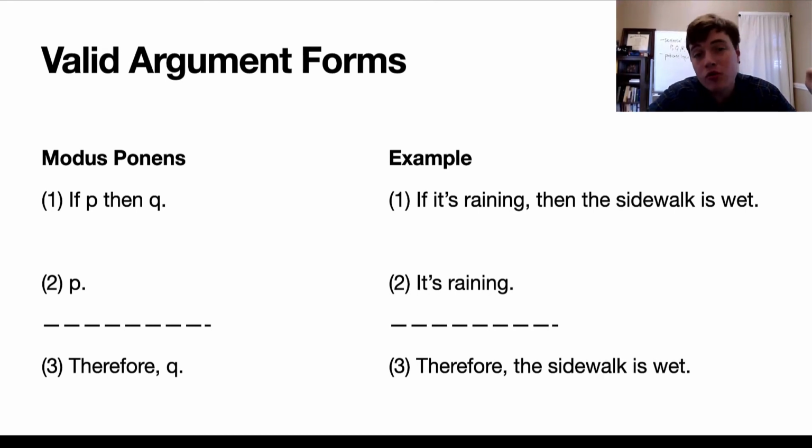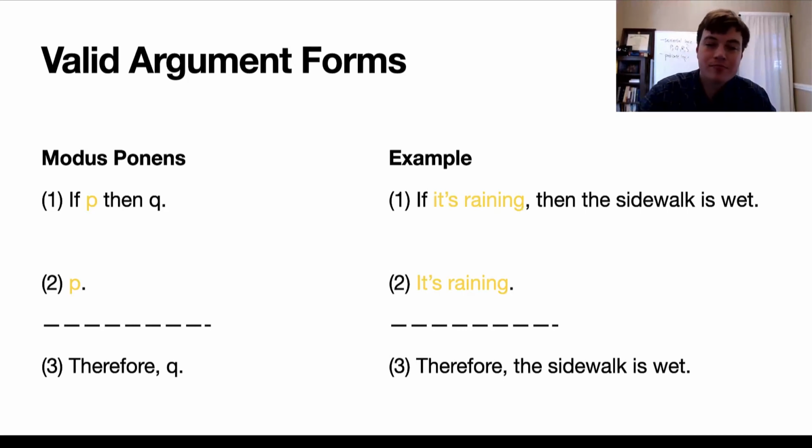You can see once you swap in the English versions of this and remove the variables that intuitively this is valid. Suppose you grant that if it's raining then the sidewalk is wet. Suppose you also grant that it's raining. What follows? Well, that the sidewalk is wet.